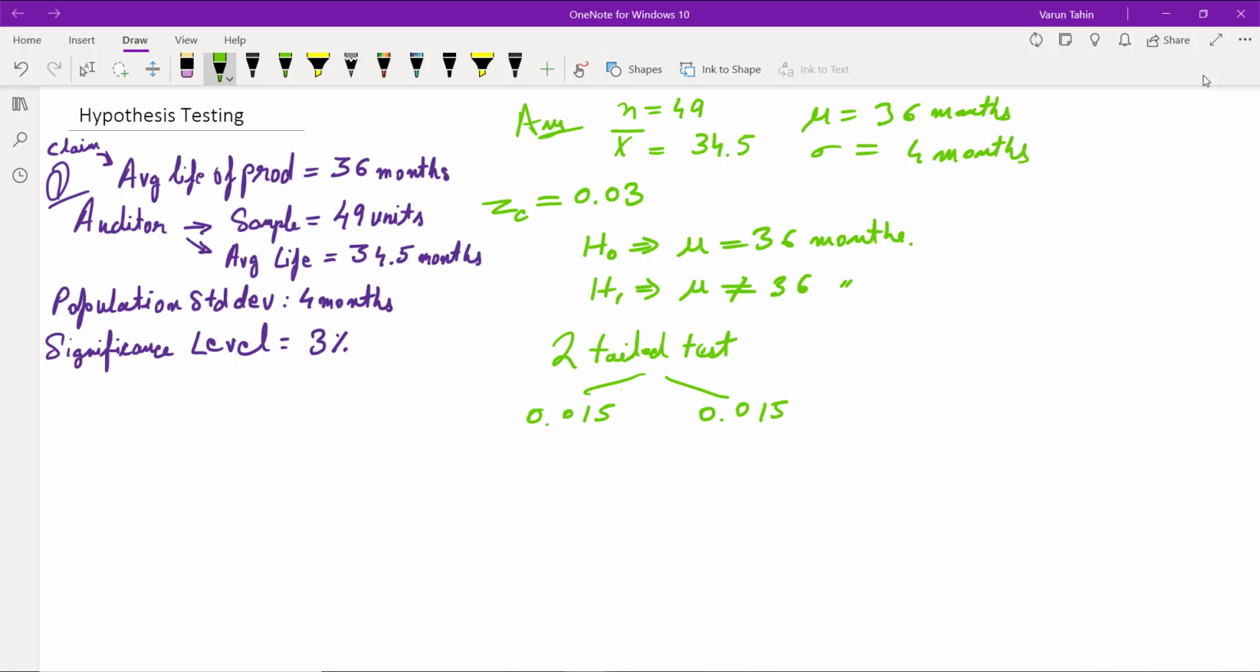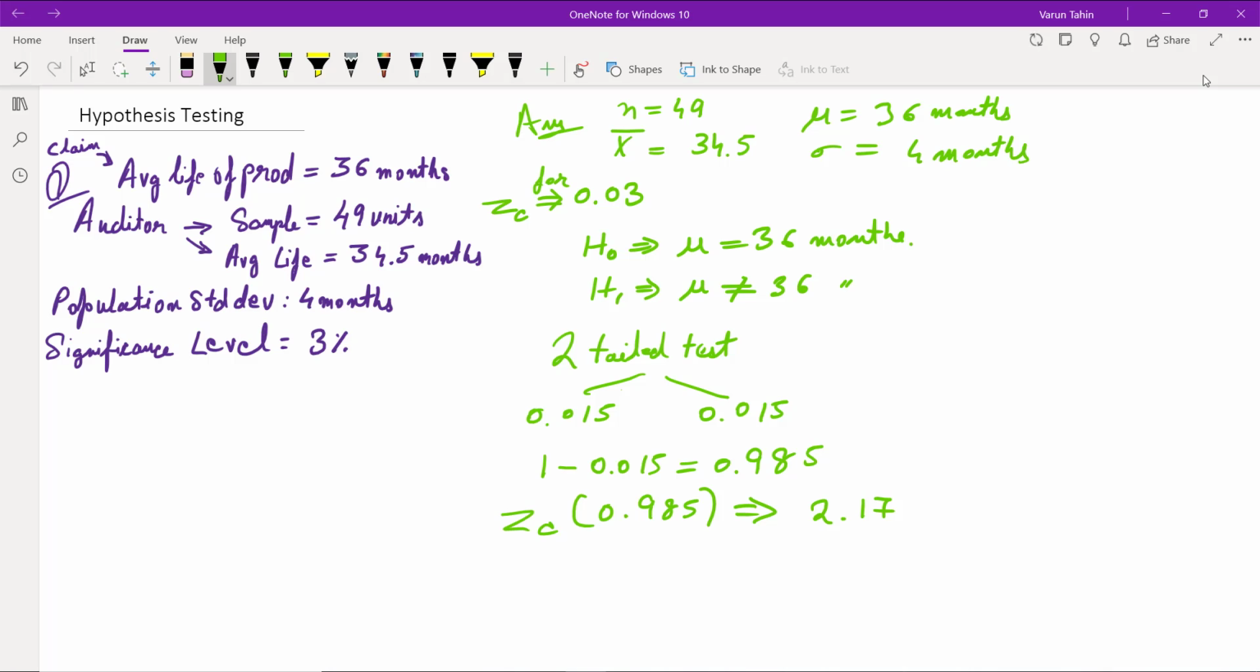Now we have to calculate the Z score, right? As in the critical value method, we need to calculate the Z score. So first we will find the cumulative probability. Till the right hand side we have to find the cumulative probability, which will be 1 minus 0.015, which is 0.985. So the Z score for 0.985 will, from the Z table, come out to 2.17.